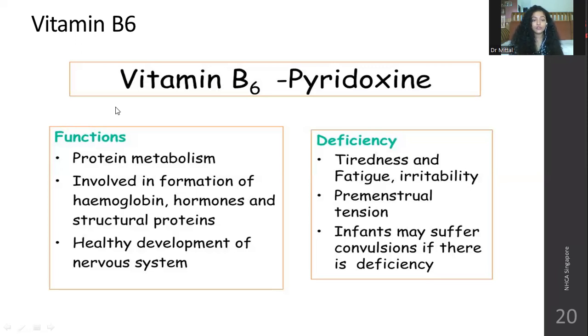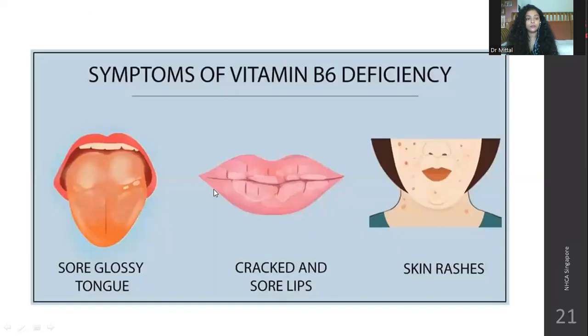So it is a coenzyme in protein metabolism that we have seen. It is required to convert proteins into amino acids. Deamination and transamination, that is the biochemistry of it. We will not go into detail on that because for diploma level it is not required.